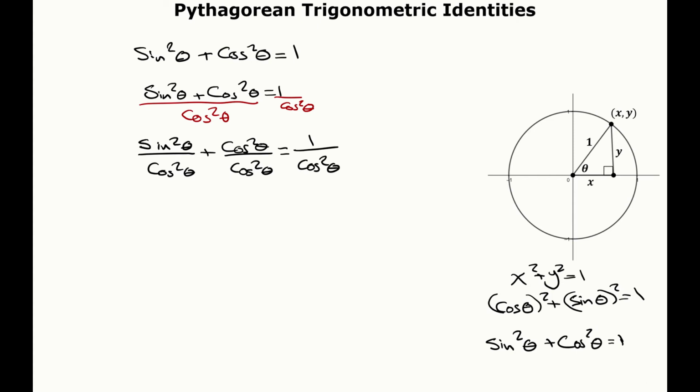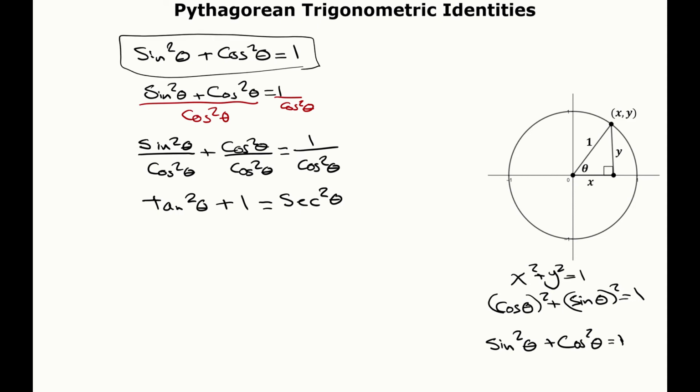So we know that sine squared theta over cosine squared theta over here is just going to be tangent squared theta, plus 1, which will give us secant squared theta, because if you recall, 1 over cosine theta equals secant theta. So this would be our first Pythagorean identity.